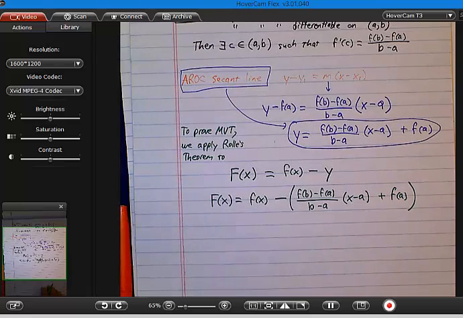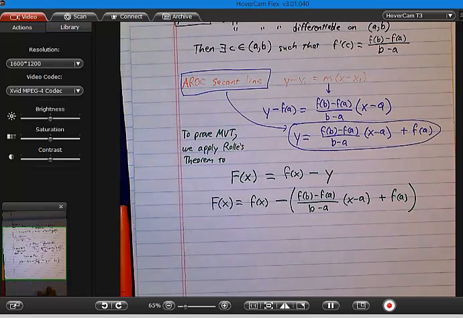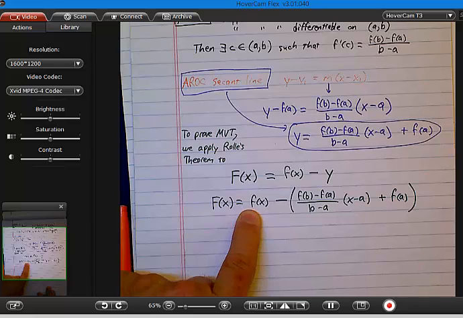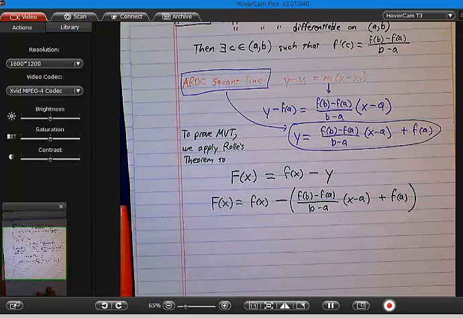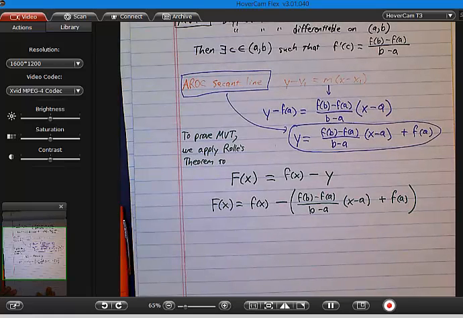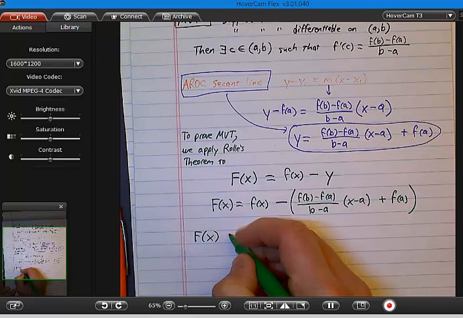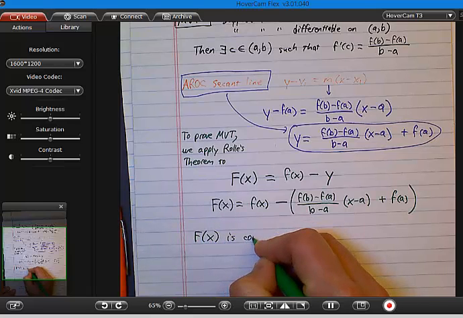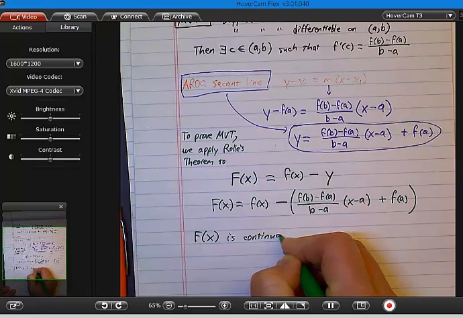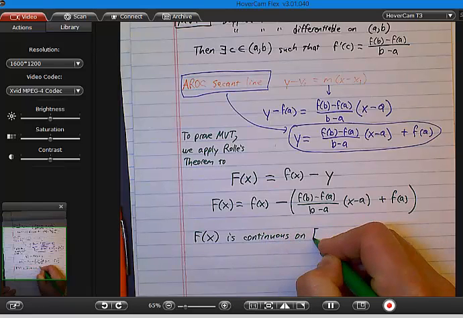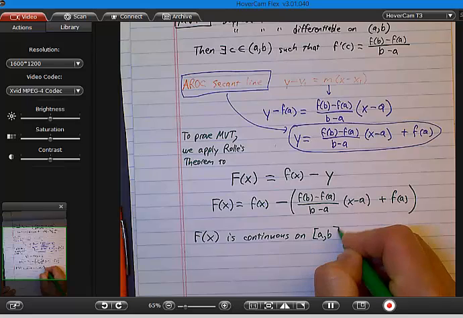Okay. I want to apply Rolle's theorem to this. Can I do it? Well, I have to check my hypotheses. What's the first hypothesis of Rolle's theorem? The function has to be continuous. Okay, so let me check. Big F(x) is continuous on the closed interval [a, b]. Do we believe that?